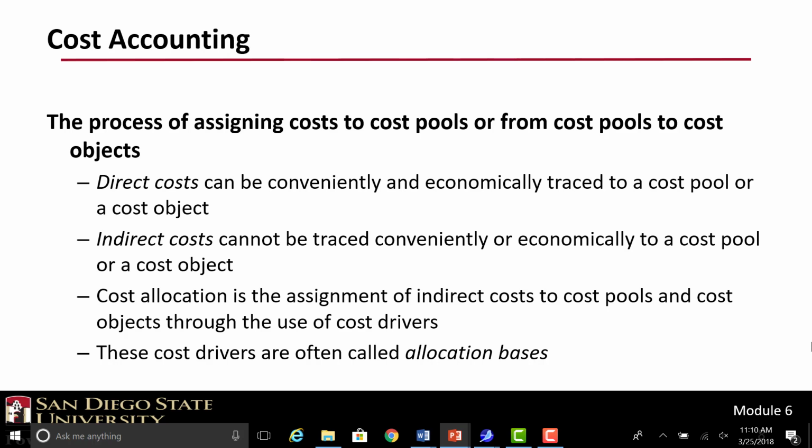So cost allocation is the assignment of indirect costs to cost pools and cost objects through the use of cost drivers. And these cost drivers are often called allocation bases.